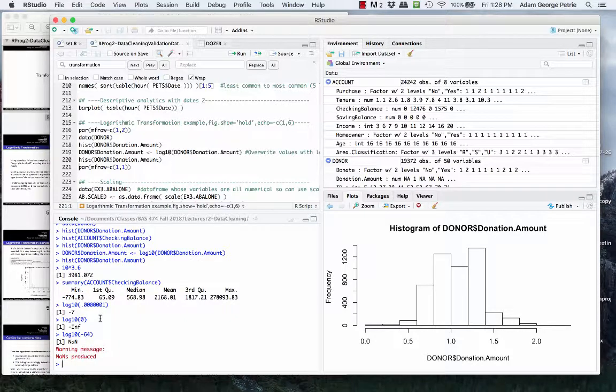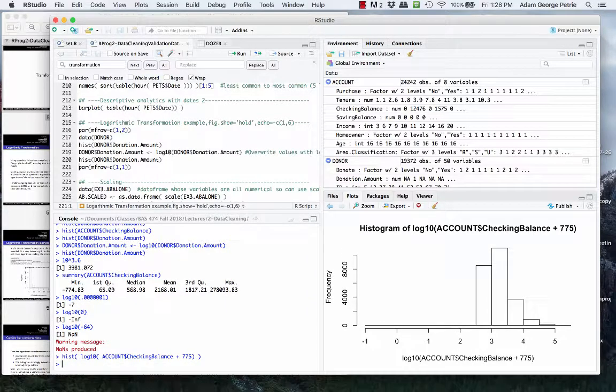So what if we looked at the distribution of the log base 10 after adding in, say, 775? If I added in 775 to each amount, that's going to make the smallest value positive, and that's going to allow me to actually be able to take the logarithms of all the values.